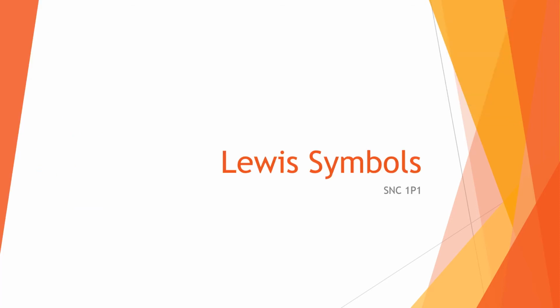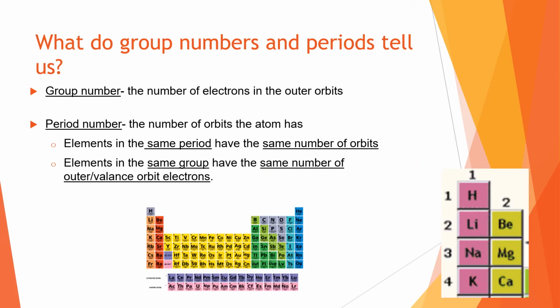Okay, now we're going to move on to Lewis symbols. So if you can do a Bohr-Rutherford diagram, the Lewis symbol is very straightforward. So let's look at the periodic table briefly and just pick out some information that it tells us. So what do group numbers and periods tell us?